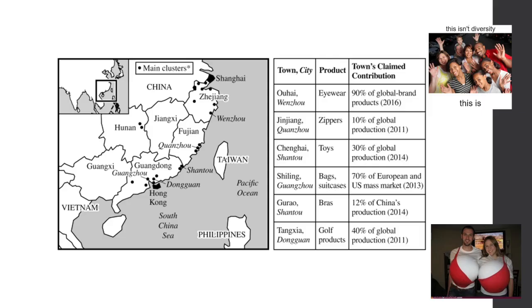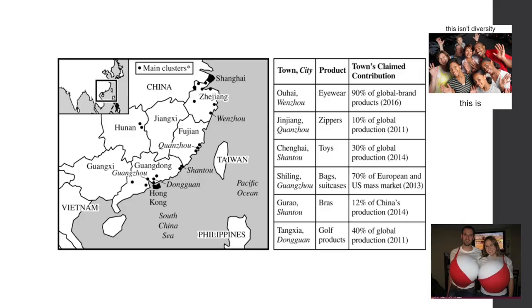So this is a map from an old AP Human Geography exam showing where the main clusters of these special economic zones are located. So we can see here definitely on the east coast by where a lot of the cities are. If you look at where Shanghai is up in the top, there's a lot of different special economic zones going on right there. And then the table on the right gives some examples of products that are particularly produced, manufactured, and exported from those cities, and how much it contributes to global production.